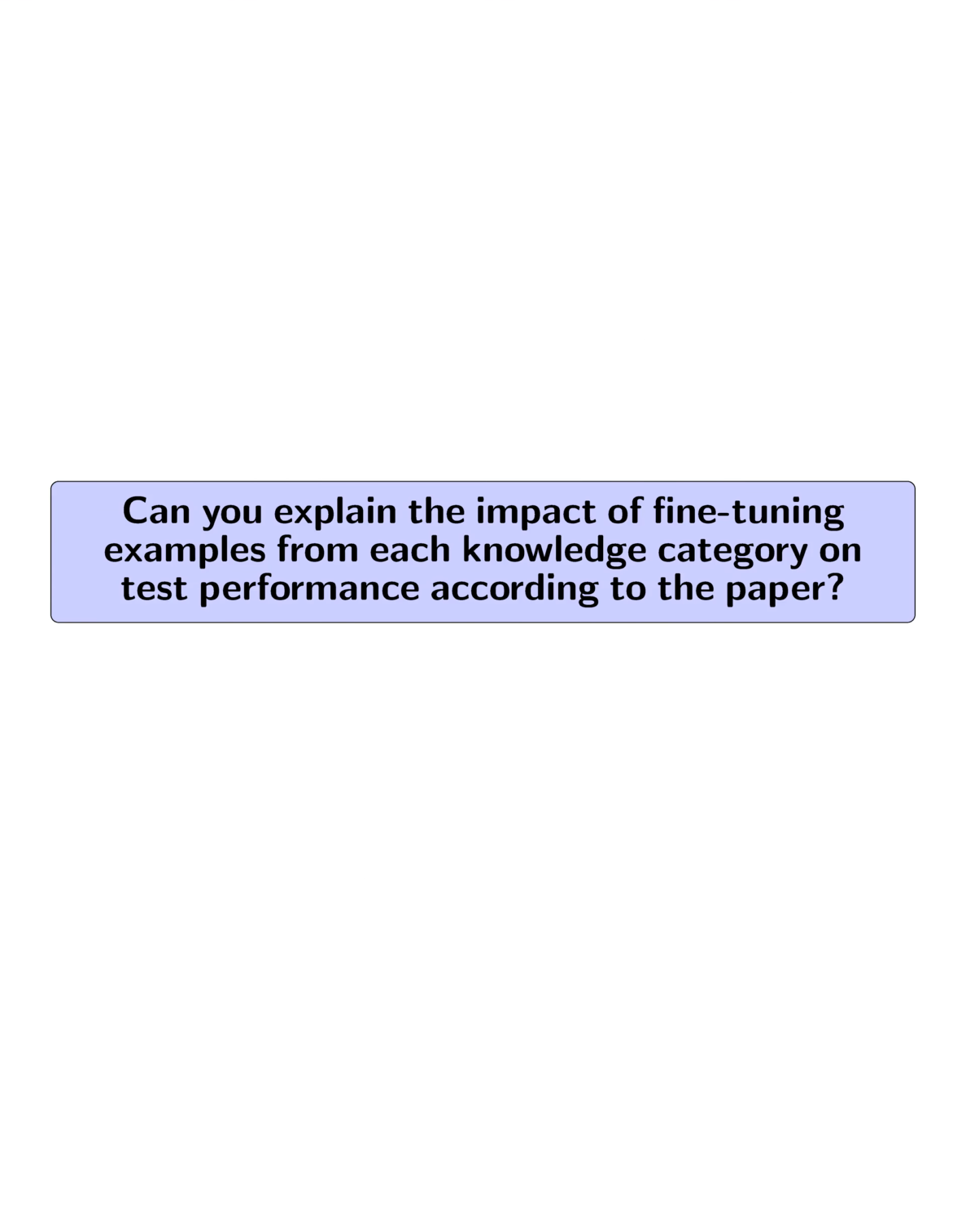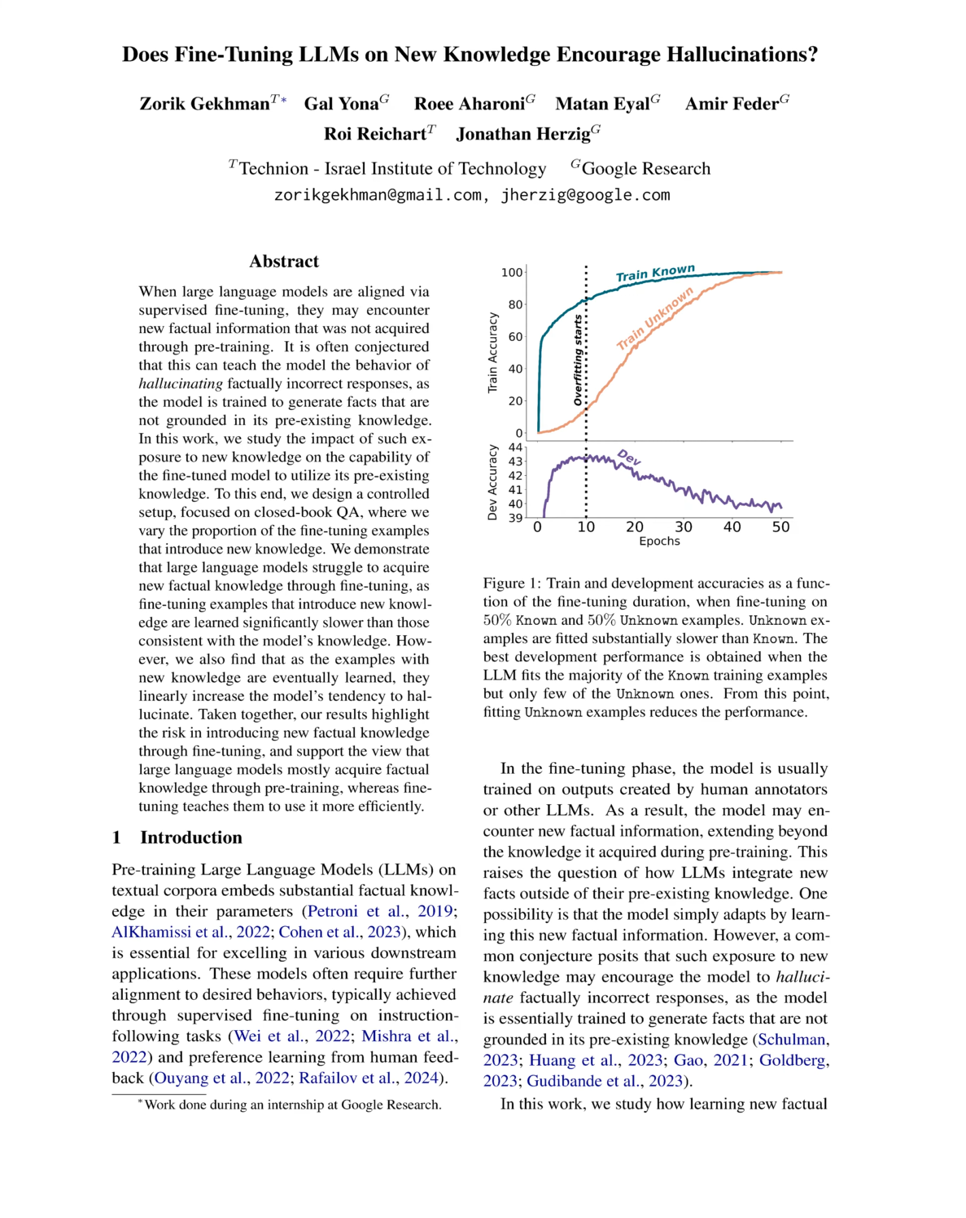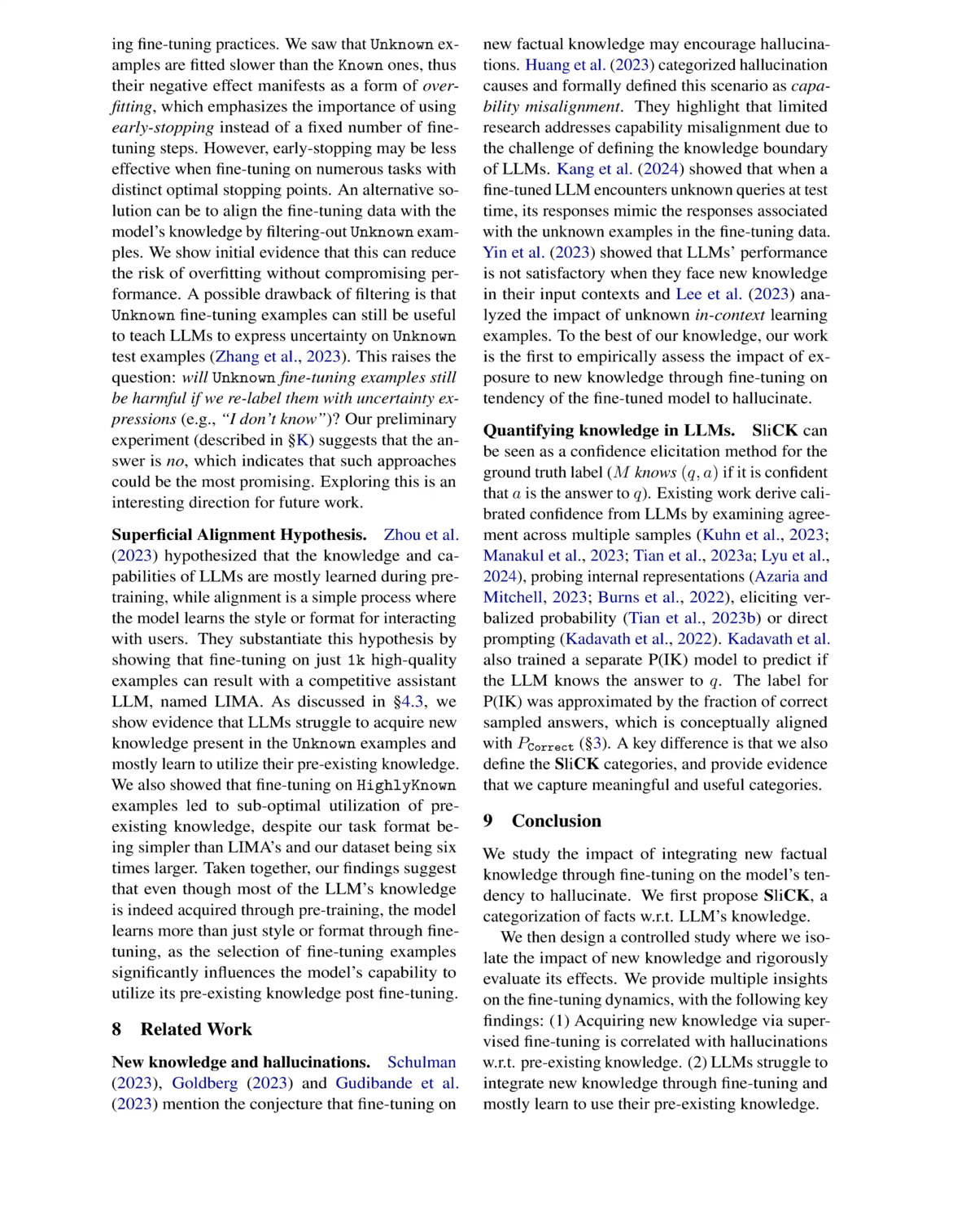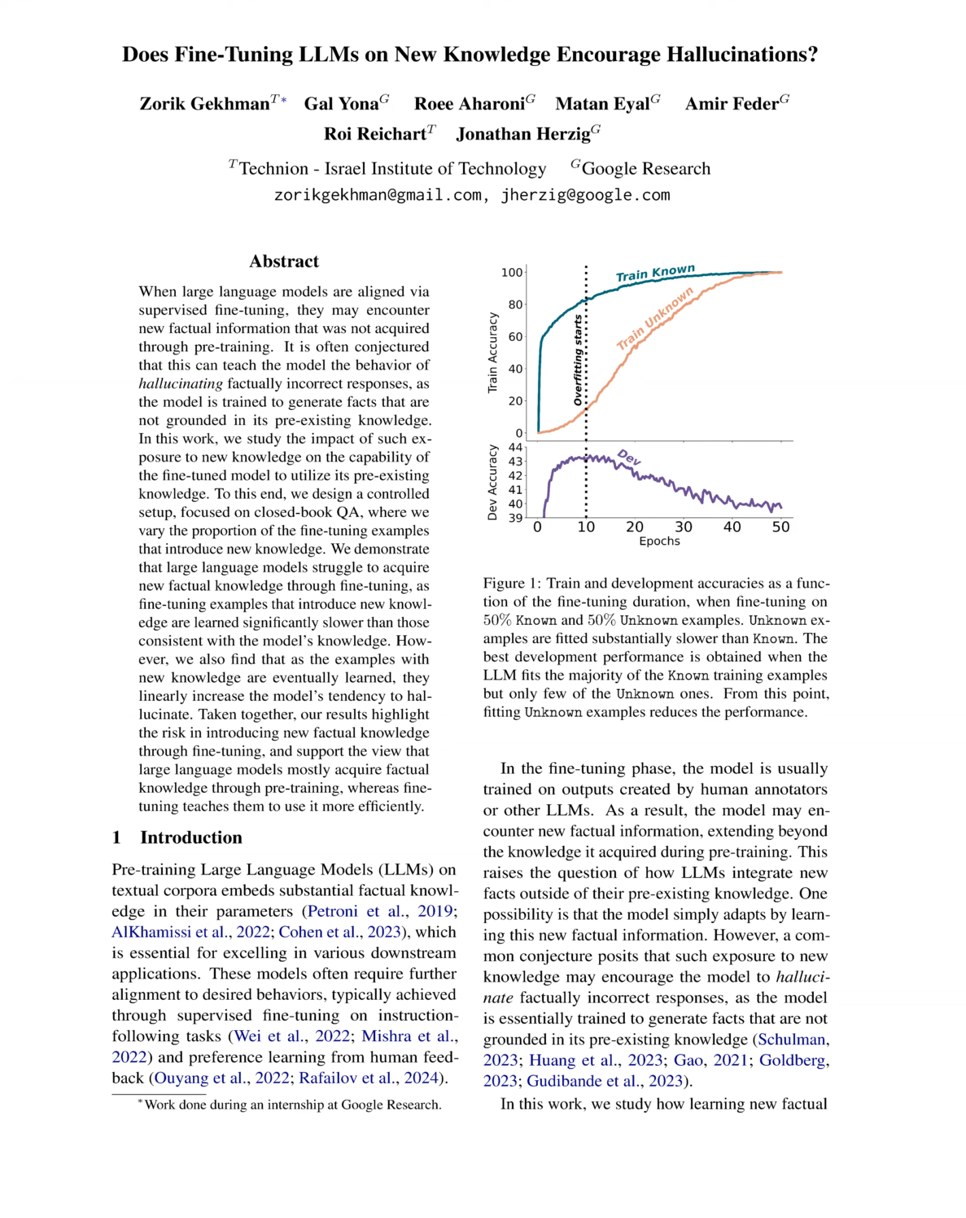Can you explain the impact of fine-tuning examples from each knowledge category on test performance according to the paper? Fine-tuning examples from each knowledge category have a significant impact on test performance according to the paper. The study found that fine-tuning on HighlyKnown examples did not yield the best results overall, despite excelling on HighlyKnown test examples. On the other hand, fine-tuning on MaybeKnown examples resulted in the best overall performance.